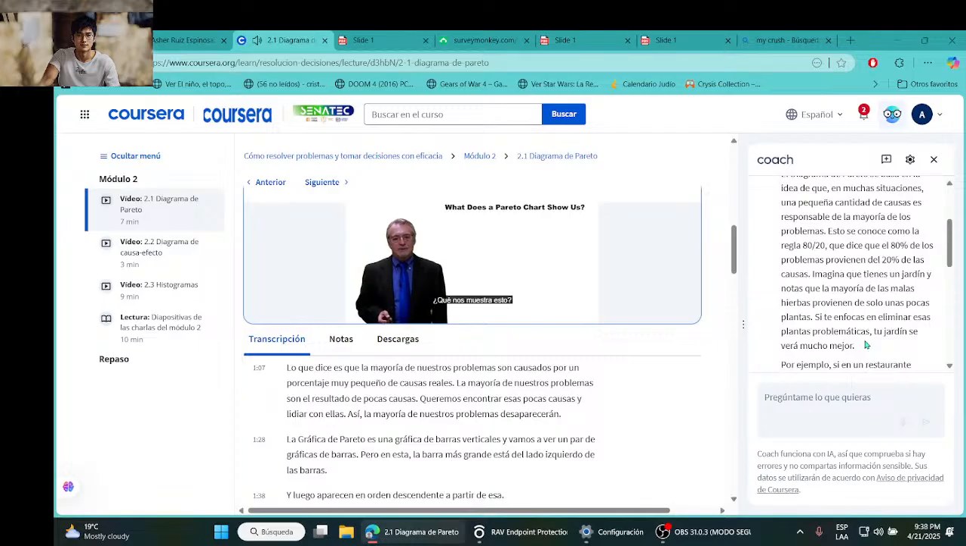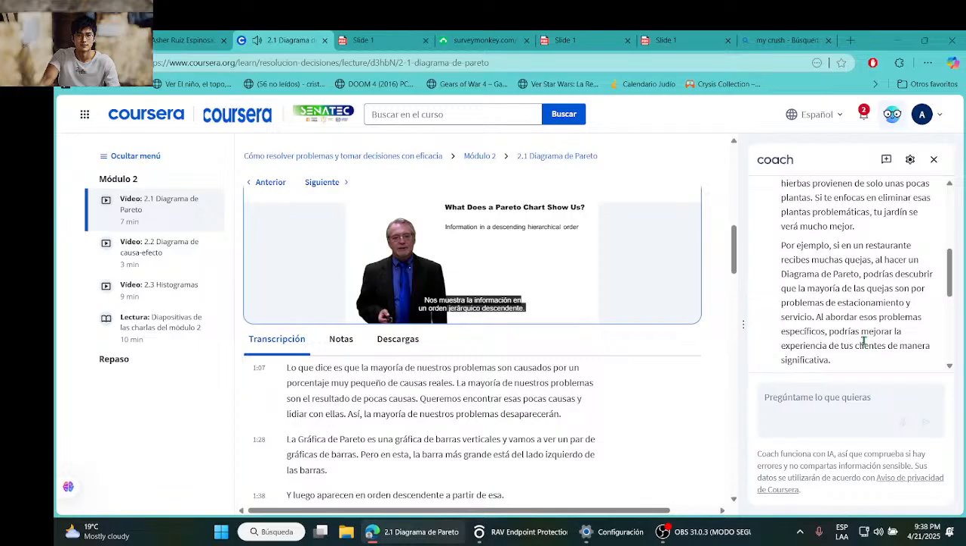What does this show us? Information in a descending hierarchical order. It shows us priorities of things. It identifies issues that cause our problems. It can help us focus our efforts so we're working on the most important things. We're not off wandering around working on some little trivial issue that's really not going to do much for us if we take care of that.